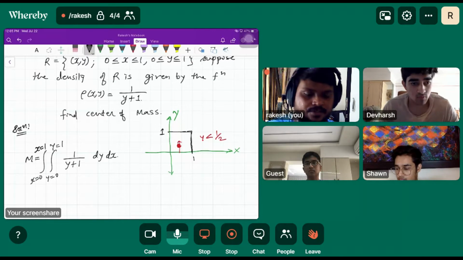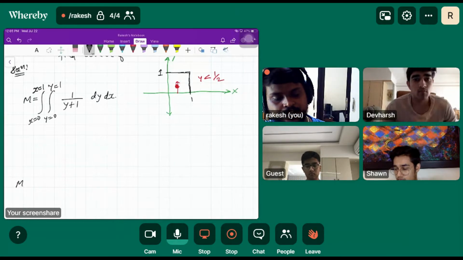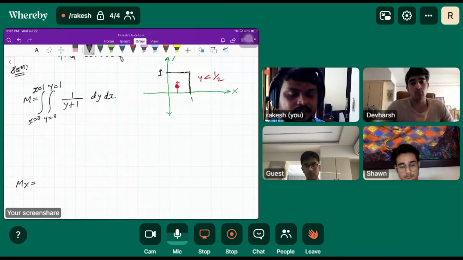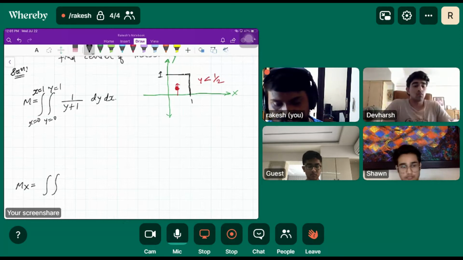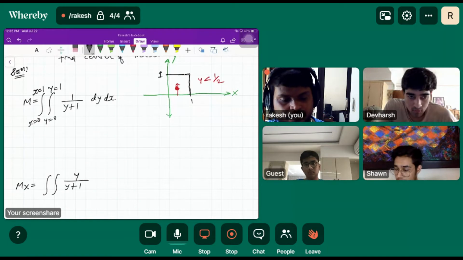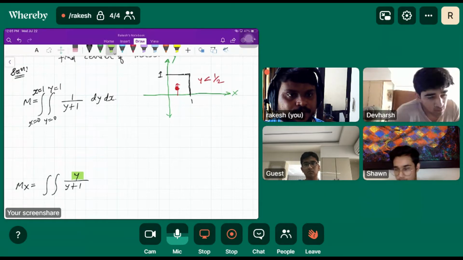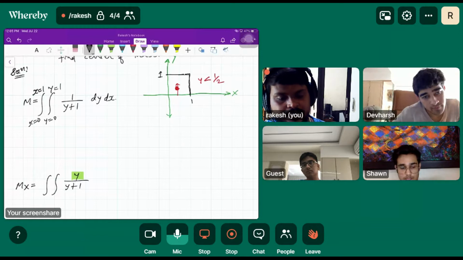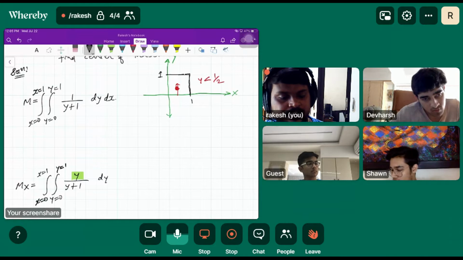Now let's solve this first. We have to solve three integrals. This is the first. Now the moment of mass about the x-axis is the double integration of y over y plus 1. Did you notice this y? This is from the formula, right? With y from 0 to 1, x from 0 to 1, dy dx.